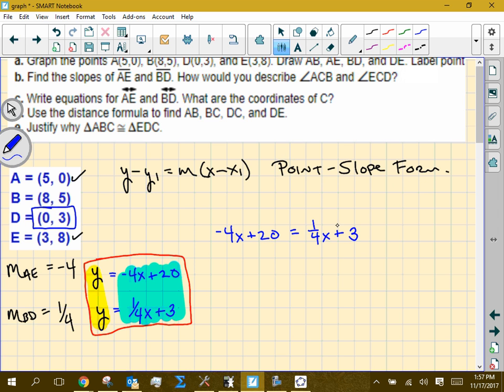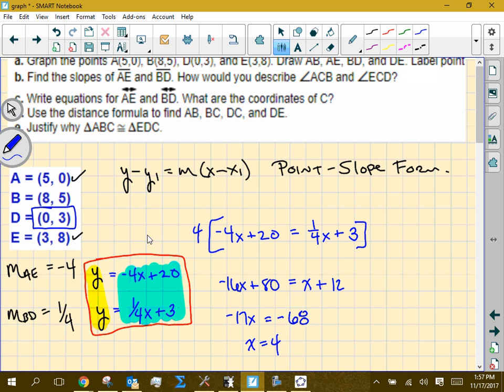Now, I don't like the fraction, so what can I multiply everything by to get rid of that fraction? 2? No, because this still gives me 1/2. 4. Multiply by that denominator. So, multiply everything by 4. That's going to give me negative 16x plus 80 equals x plus 12, right? Yes. Subtract x from both sides to get negative 17x. And I will subtract 80 from both sides, so it gives me negative 68. And then when I divide those, that gives me x to be 4. Okay, is that doable?